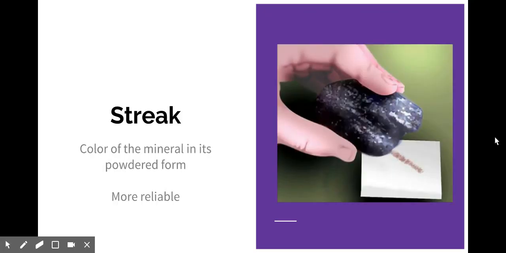What is a little bit more reliable is something called streak. And notice I mentioned that porcelain plate in the first slide. That's what this is. It's called a streak plate. And basically what it does is it's harder than most minerals. And so if you scratch the mineral on the streak plate, it will leave a streak, or the color of the mineral in its powdered form, behind. And so notice the sample that this person is holding looks kind of black in color, yet look at the streak that it leaves. It's this reddish brown. This is hematite. So no matter what color the hematite is, the streak will always be this red-brown rust color.